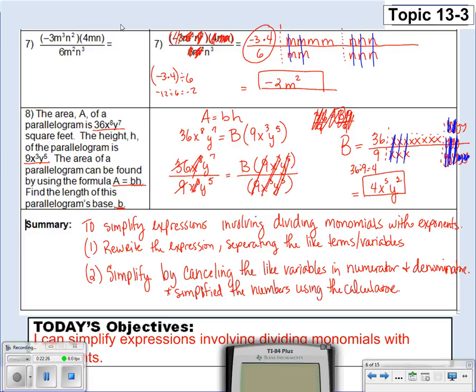So this concludes your topic 13.3, dividing monomials.